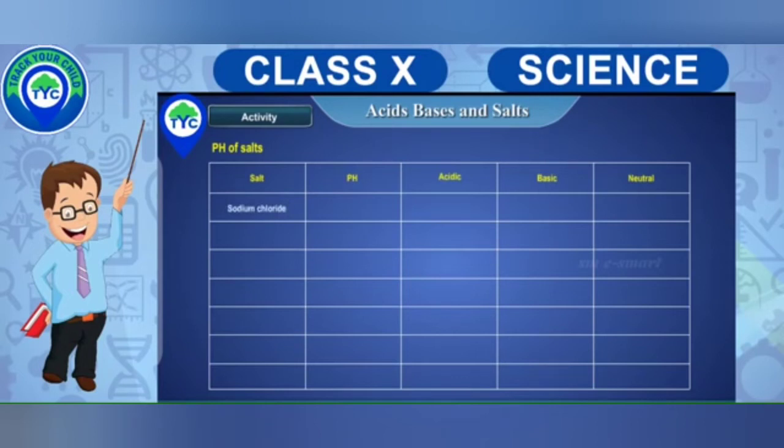Sodium chloride: 7, hydrochloric acid, sodium hydroxide. Ammonium chloride: 7, hydrochloric acid, Al2O3.